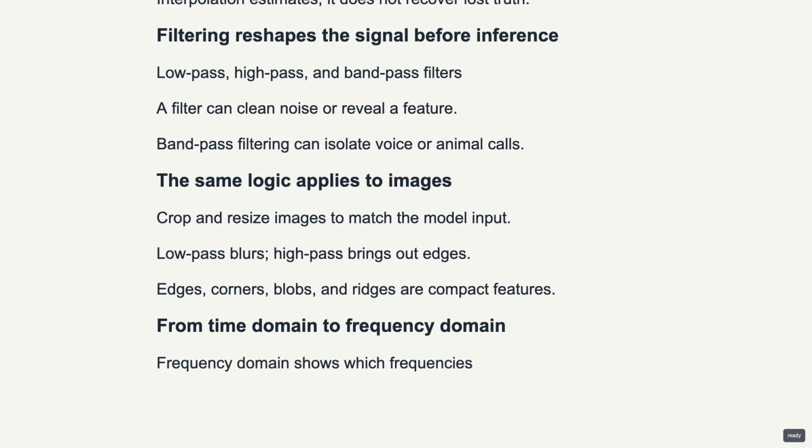In the time domain, the signal is tracked sample by sample. In the frequency domain, the question changes to which frequencies are present and how strong they are, and that can reveal a hidden pattern that a lightweight model can use.